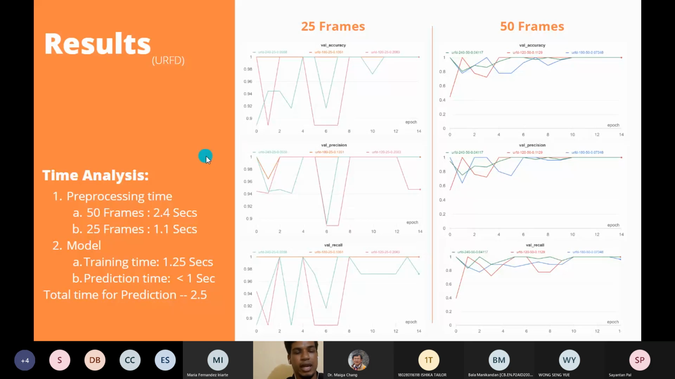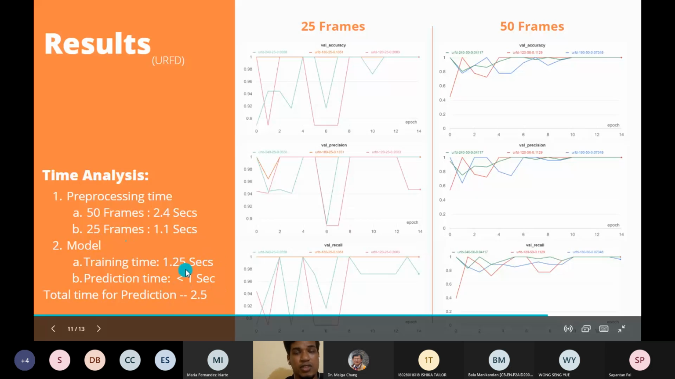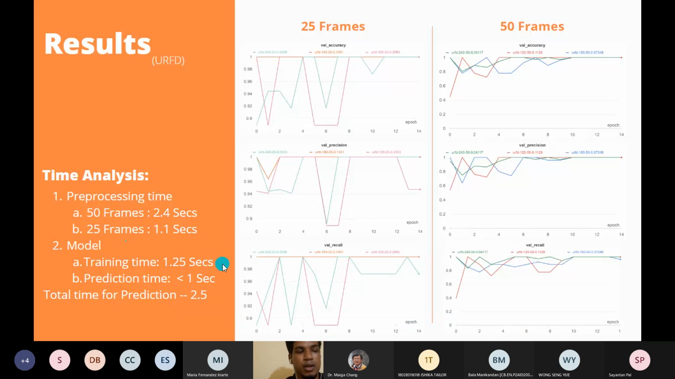So for the processing time, it is around 2.4 seconds for 50 frames, to extract the 50 frames and calculate the movement trace. And for 25 frames, it was around 1.1 seconds. And for the model, the training time was around 1.25 seconds per epoch. So it was less than 5 minutes for training the model on the whole dataset.